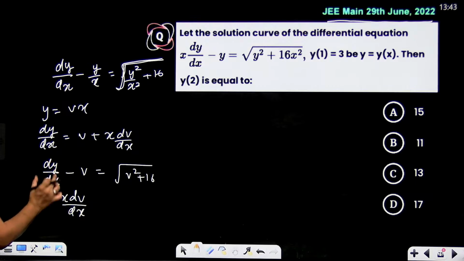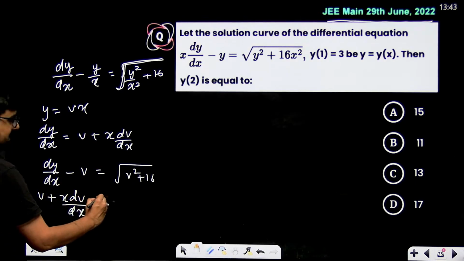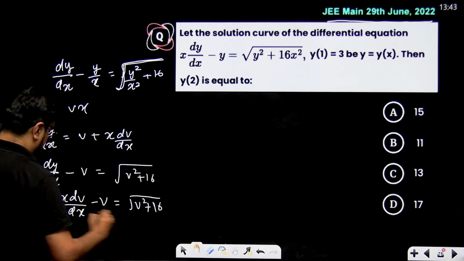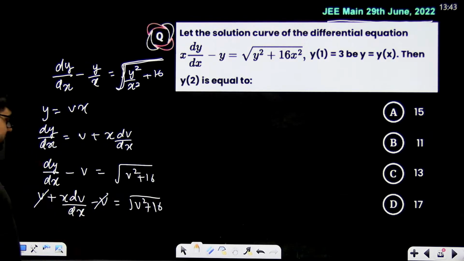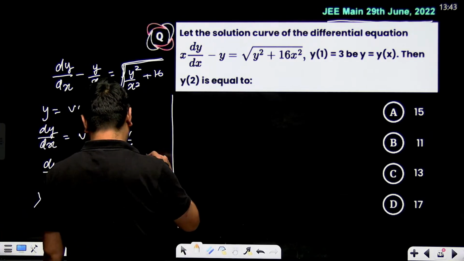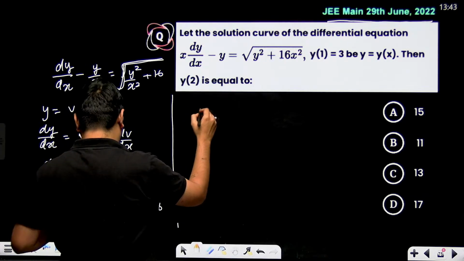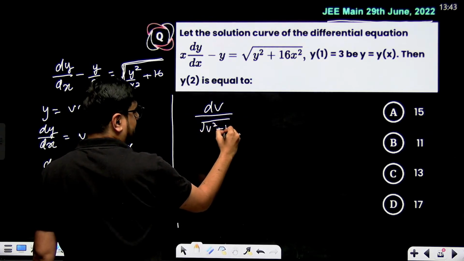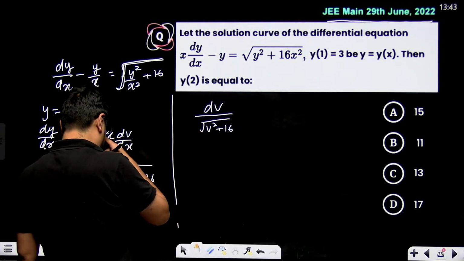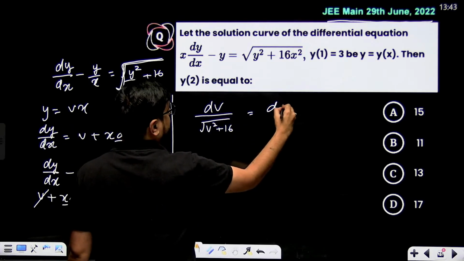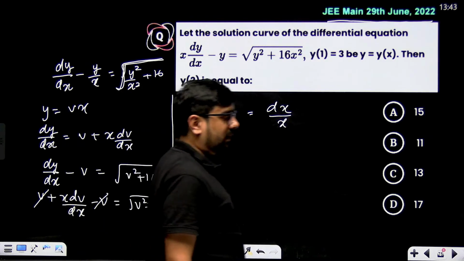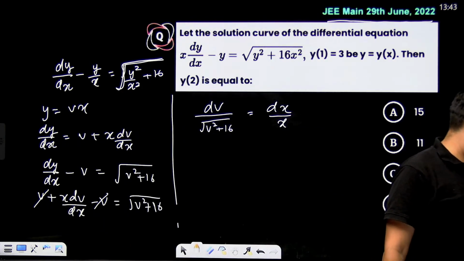Instead of dy by dx, I've just put this, and minus v equal to square root of. It's getting cancelled. That's very good. V is getting cancelled only. We are directly getting our variable separable form. So this will become dv upon square root of v square plus 16, which is a standard integral, and equal to dx by x. Directly we are getting. Not a problem at all.